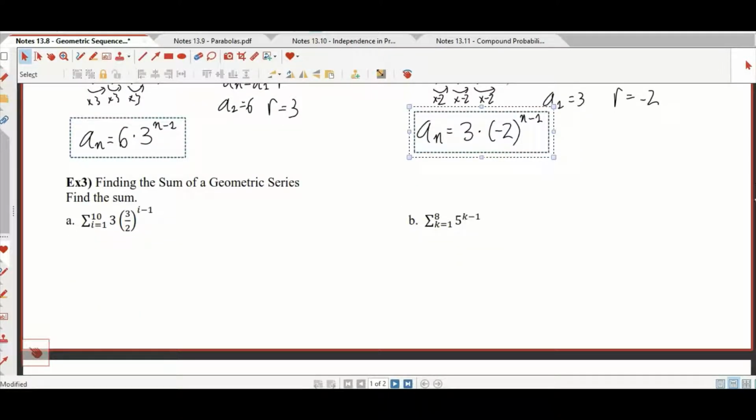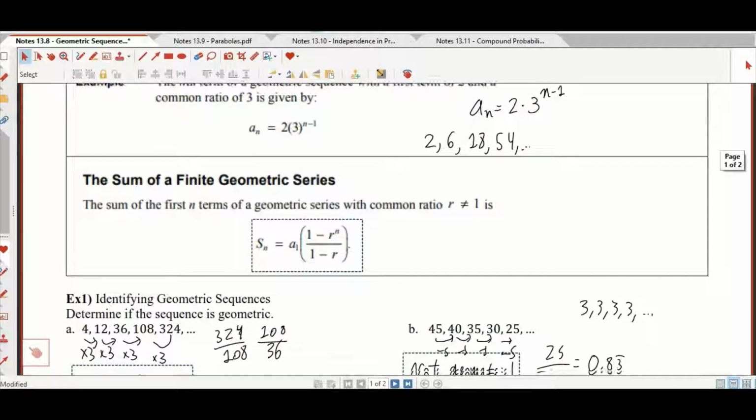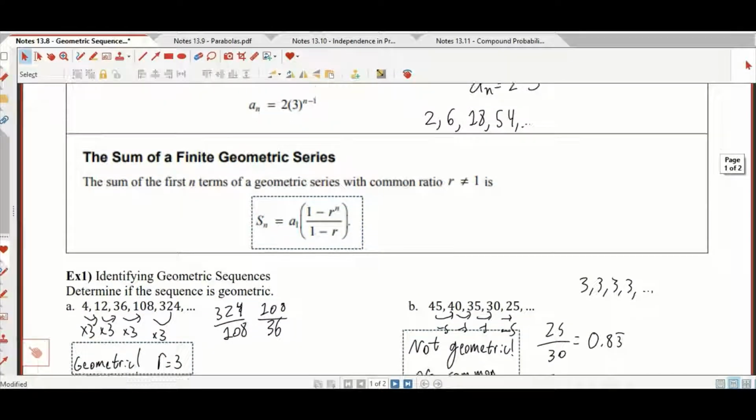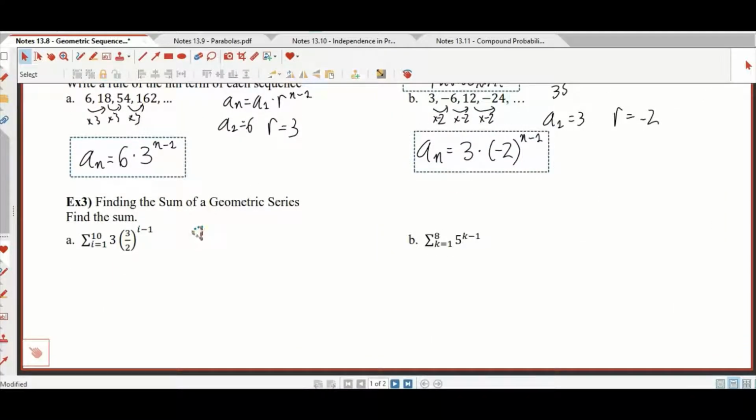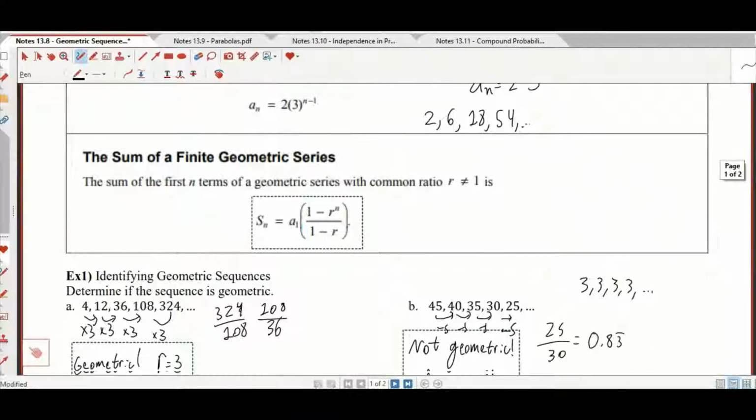Finding the sum of a geometric series. Let's go ahead and look up that formula again. a sub 1 times 1 minus r to the n over 1 minus r. So that's not how I write anything. S sub n equals a sub 1 times 1 minus r to the n over 1 minus r. Did I get that right? Yes.